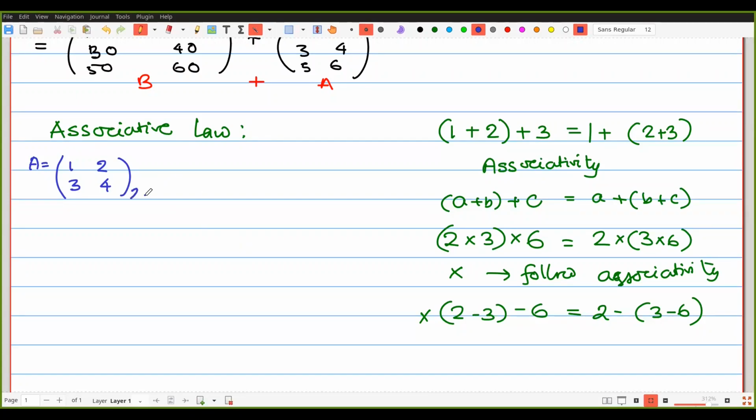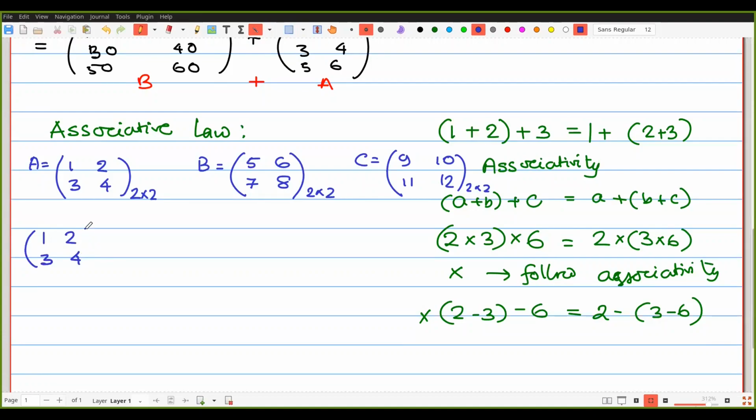1, 2, 3, 4. That is 2 cross 2. B is, suppose, 5, 6, 7, 8, which is also 2 cross 2. And C is equal to 9, 10, 11, 12, which is also 2 cross 2. Okay, so A, B, C. So we are at first proceeding with 1, 2, 3, 4 plus 5, 6, 7, 8 plus 9, 10, 11, 12, writing it in the way of associativity.